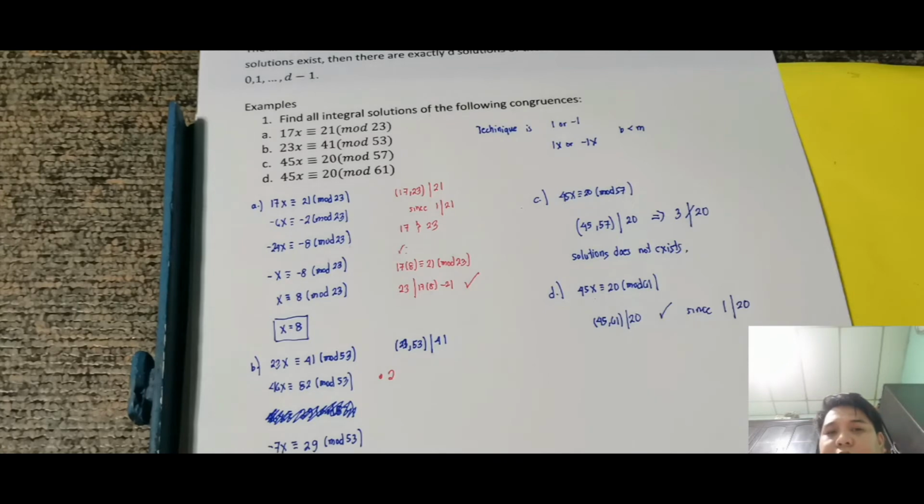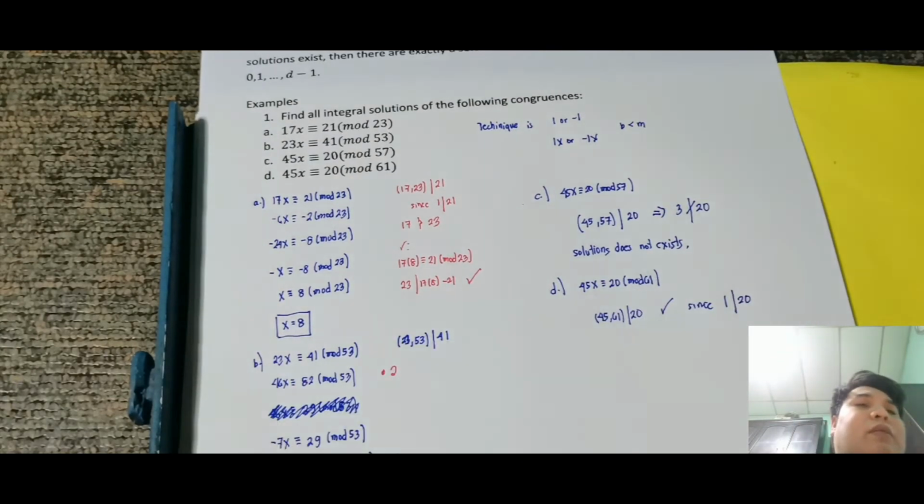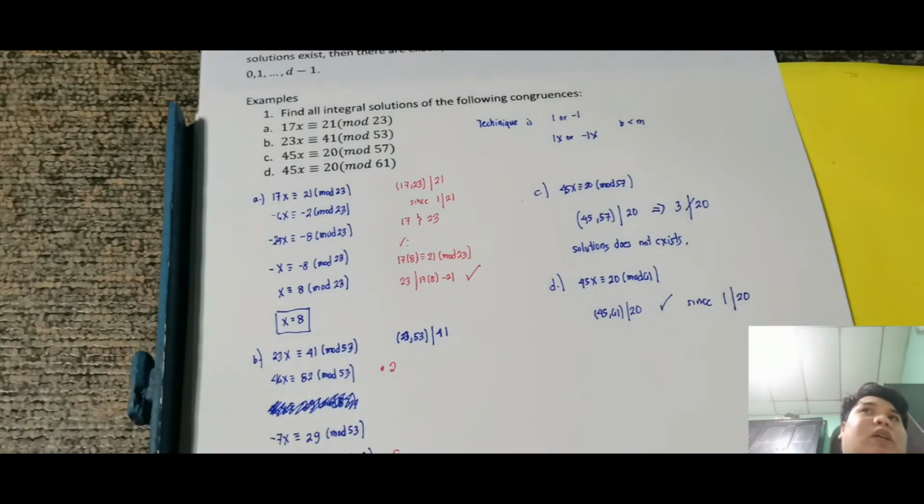Syempre solve natin. So check natin 45x congruent to 20 mod 61. Okay, so pansinin natin mula doon. Kung pansin mo medyo malapit na siya sa 61, so no need na to multiply something. So multiply ko siya, so 90 na, sobra na. Kanina kasi 23, but kung multiply by 2 medyo malayo pa eh. Kumbaga doblehin ko siya, may kulang pa rin.